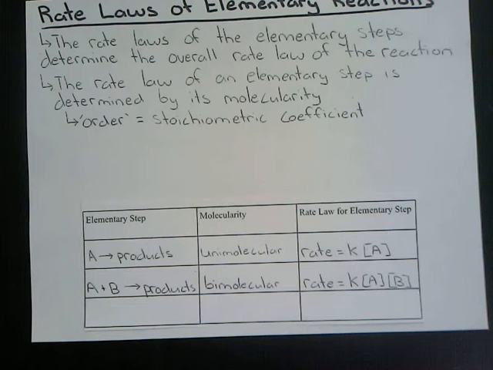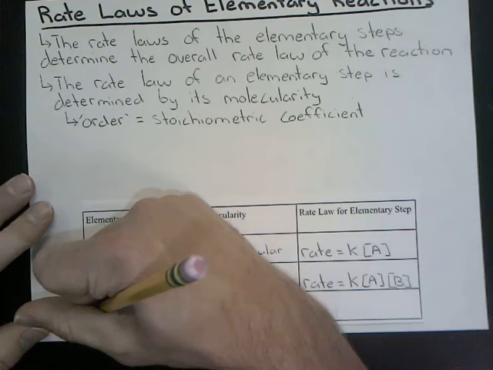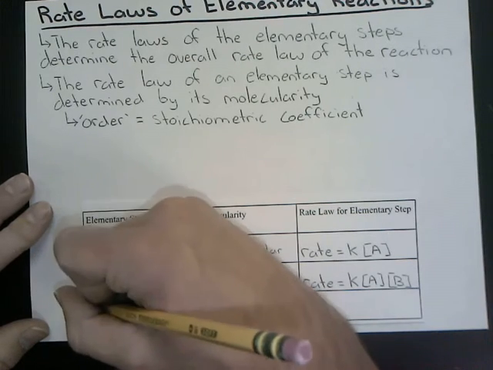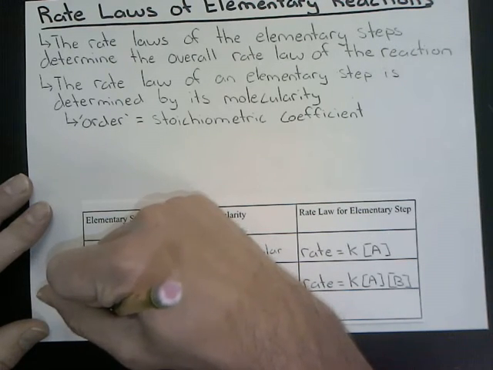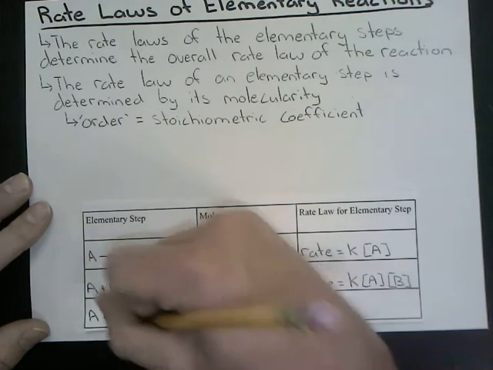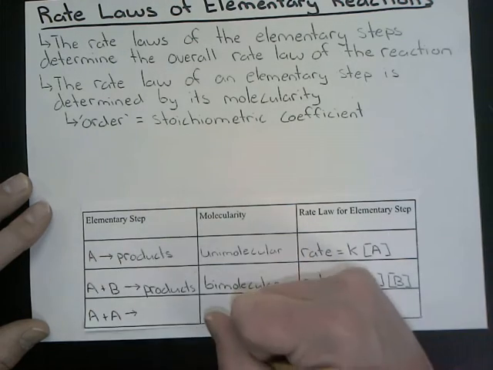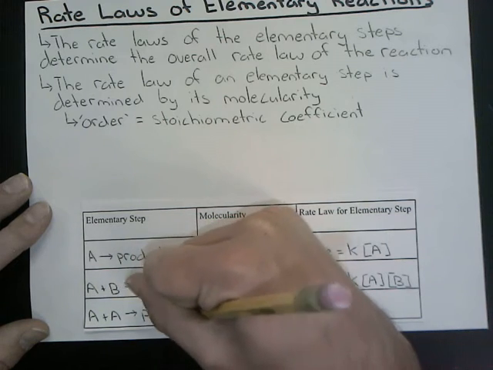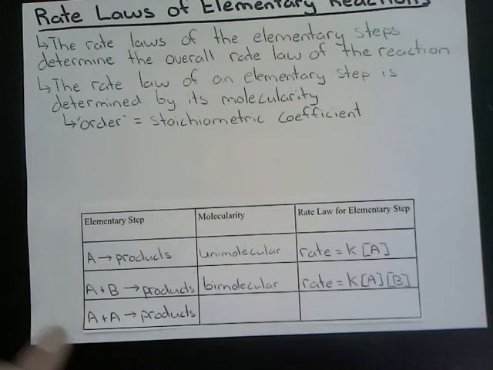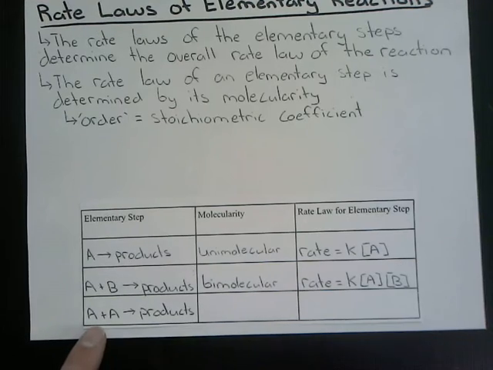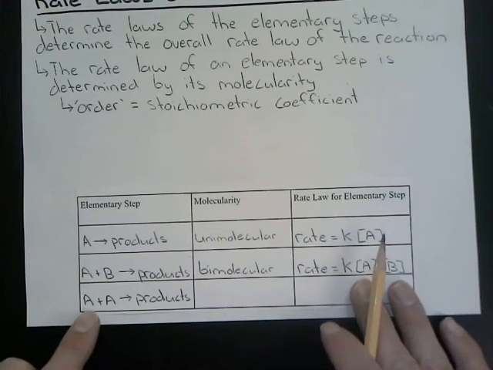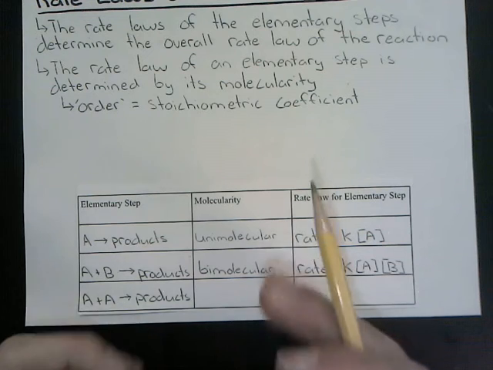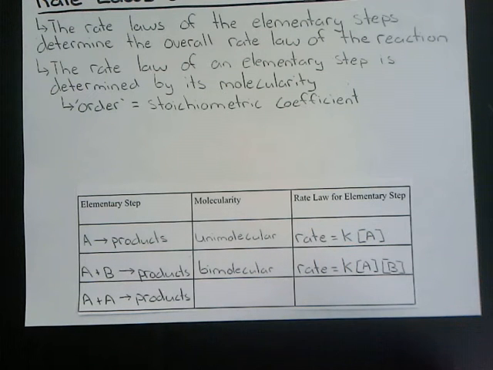Now let's say we have two of the same molecules. So let's go back to A and A. These molecules collide with each other and produce these products. We could have this because we have two reactants. I know they're the same reactant, but because we have two of them, they had to collide with enough speed and the proper orientation.